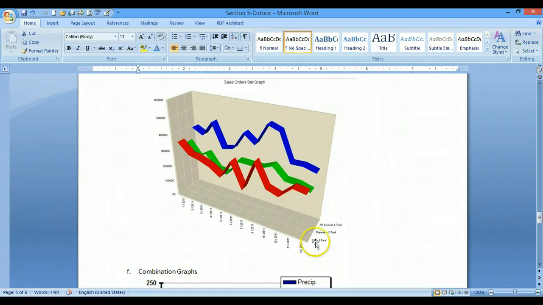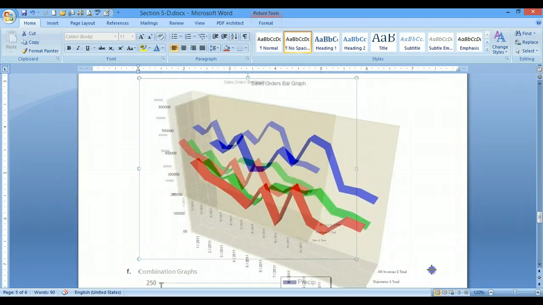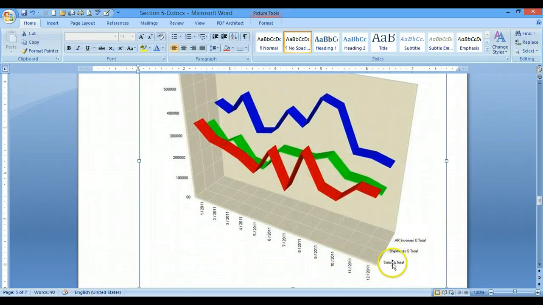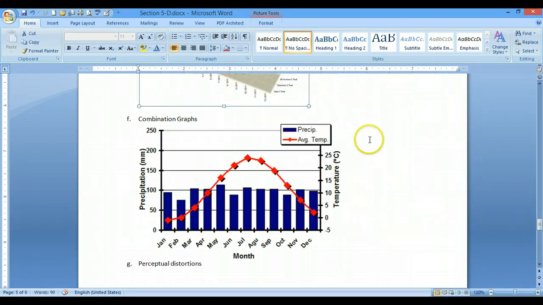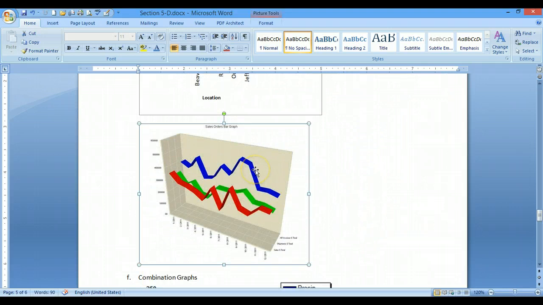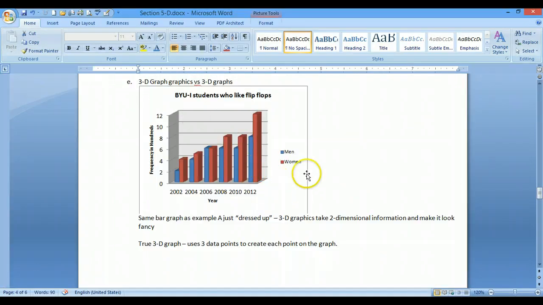7/2011 for the sales total, I believe that says. Let's make this a little bit bigger so I can read those. So we have the sales in total for pounds, shipments, and the invoices. So we have 3 sets of data points for every single point on this graph. So this one would be invoices for the month June 2011, and it gives me the quantity over here. So I have 3 data points, and the only way to show those 3 data points is within a 3D graph, not just making it look nice and pretty and dress it up.